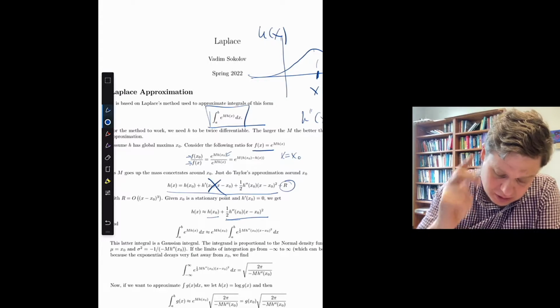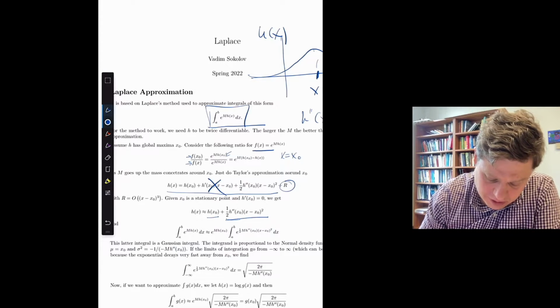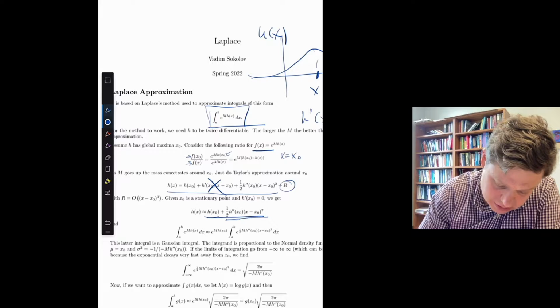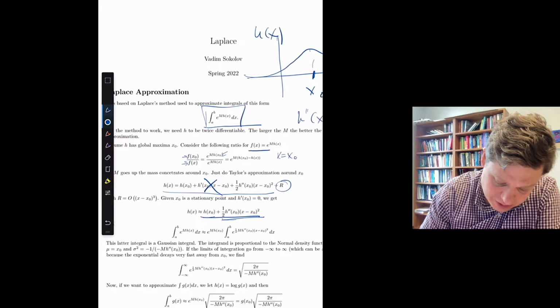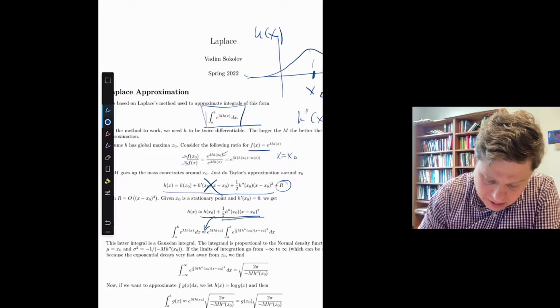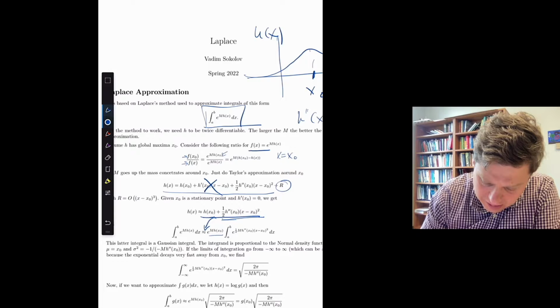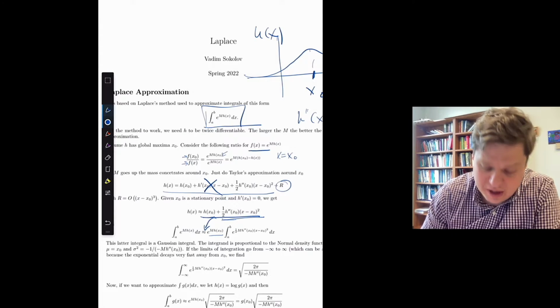Now, if you plug this back, h of x, into this integral that we're trying to calculate, you have this exponent of m times h of x, and we're going to plug in our Taylor's approximation. So instead of having an integral, we're going to have an approximation of the integral by plugging them in here. H of x0 is a constant, so it goes out of the integral, and inside the integral we have something like this.